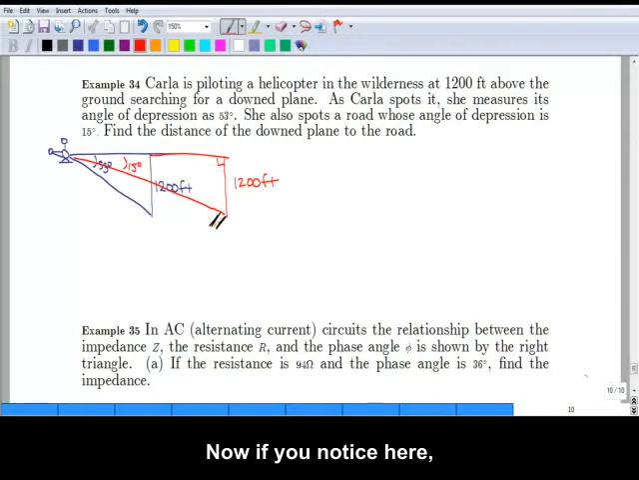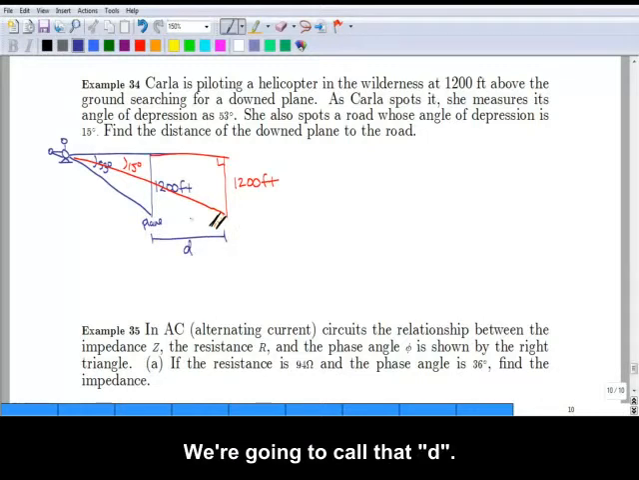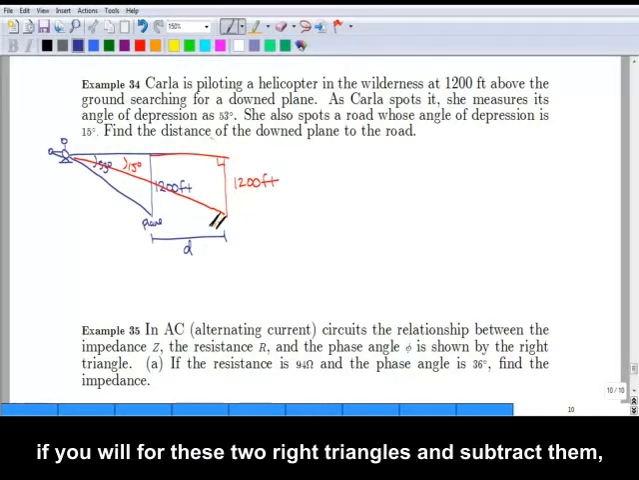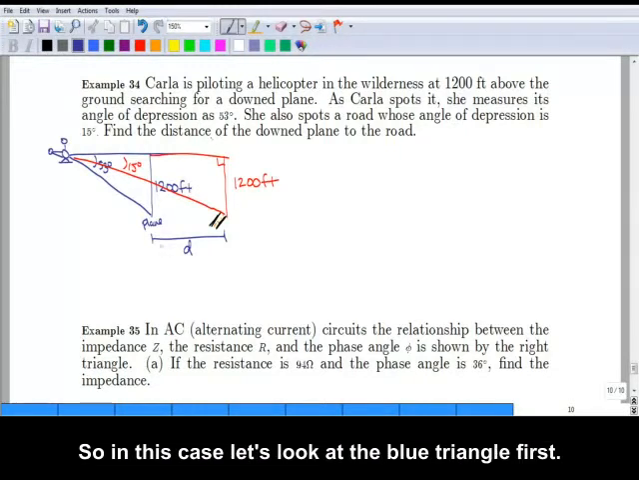Now, if you notice here, we want to find the distance between the plane and the road. We're going to call that D. And so if we find the bases, or the tops, if you will, for these 2 right triangles and subtract them, we can find the distance that we need. So in this case, let's look at the blue triangle first.